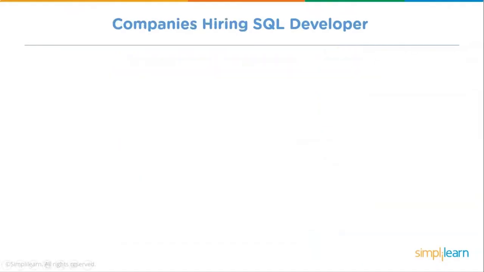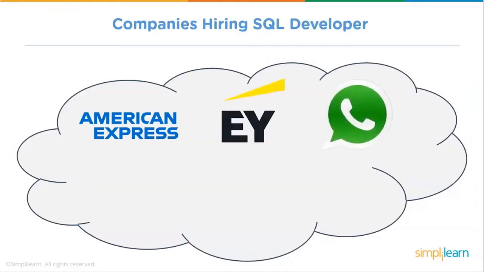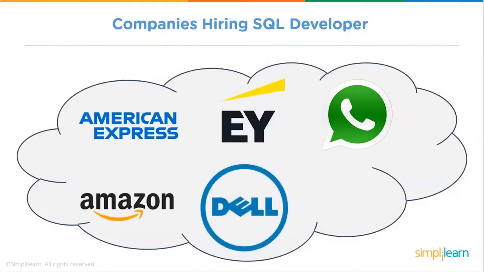Now we will see some major companies recruiting SQL developers. First we have the multinational financial services corporation, American Express, followed by the multinational professional services network, Ernst & Young. We also have the messaging company WhatsApp. Then we have the e-commerce giant Amazon, as well as the technology and computer solutions company Dell. Finally, in our list of companies, we have the multinational technology company Google.